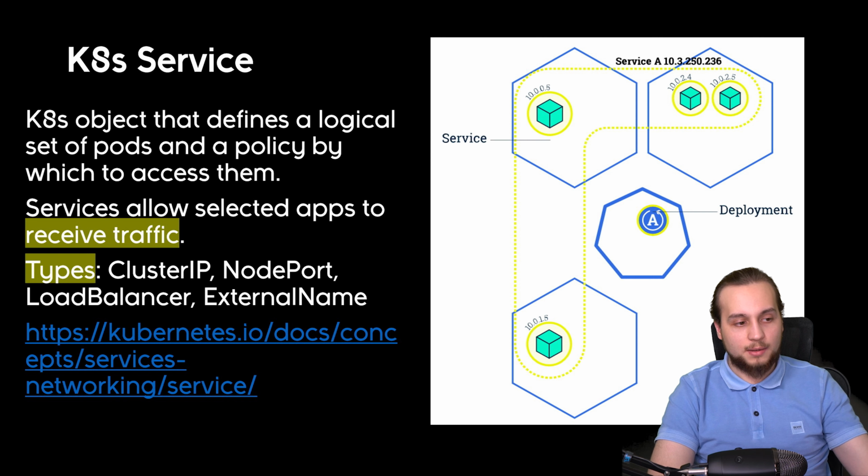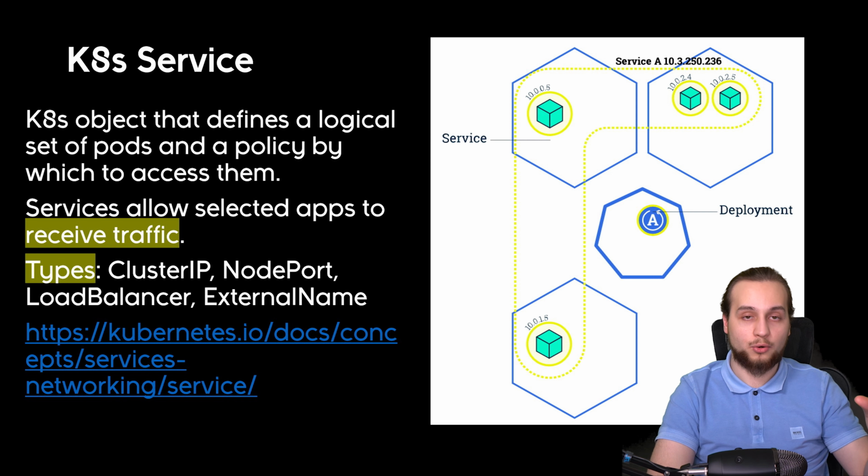There are 4 different types of services. The ClusterIP, which is the default, exposes the service on a cluster-internal IP, making it reachable only from within the cluster. The NodePort exposes the service on each node's IP at a static port. This grants access from outside the cluster by requesting the node IP, colon, node port. The LoadBalancer type exposes the service externally using a cloud provider's load balancer. The ExternalName maps the service to the contents of the externalName field by returning a CNAME record with its value.